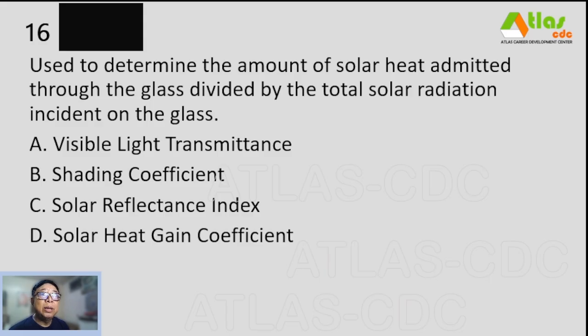Used to determine the amount of solar heat admitted through the glass divided by the total solar radiation incident on the glass. A. Visible light transmittance. B. Shading coefficient. C. Solar reflectance index. And D. Solar heat gain coefficient.